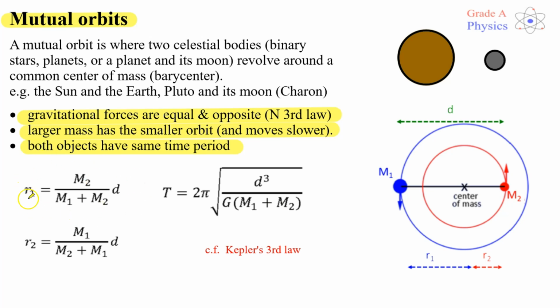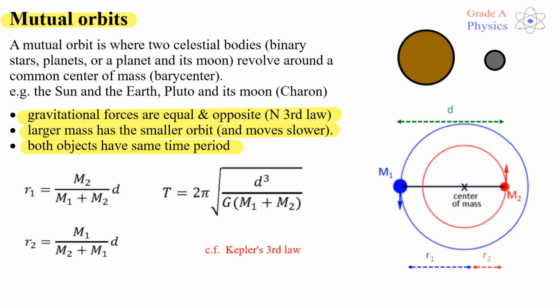If we have a look at this one here, R1 is equal to M2 over M1 plus M2, multiplied by D. R2 is the same idea, but we've swapped these values over. D is still on the top, but now M1 is on the top, and the total mass M2 plus M1 is on the bottom. And then the time period, which will be the same for both of these masses, is given by this expression here. You should see a similarity with Kepler's third law. Obviously it's different, but there is a relationship with Kepler's third law.